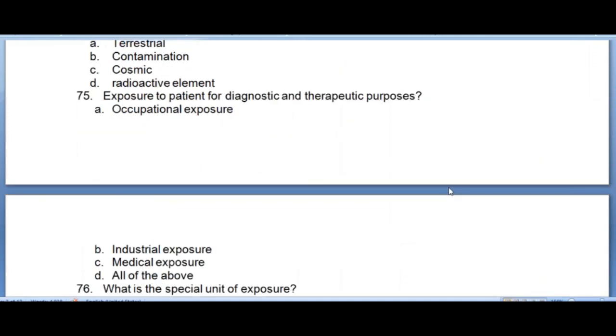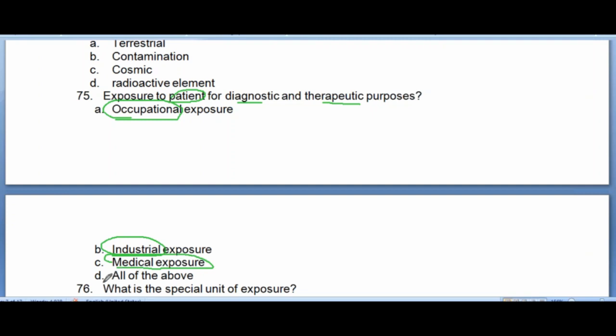Next, 75. Exposure to patient for diagnostic and therapeutic purposes. So, again, exposure to patient. Hindi po pwedeng occupational exposure dahil ito na po yung keyword occupational, ibig sabihin para sa mga radiation workers, dahil ang occupation po natin is to use radiation for diagnosis, therapeutic, and for research. Industrial exposure, so hindi po ito industrial dahil ito ay medical. Diagnostic at therapeutic, medical po siya. So, medical exposure. Ito po yung tama.